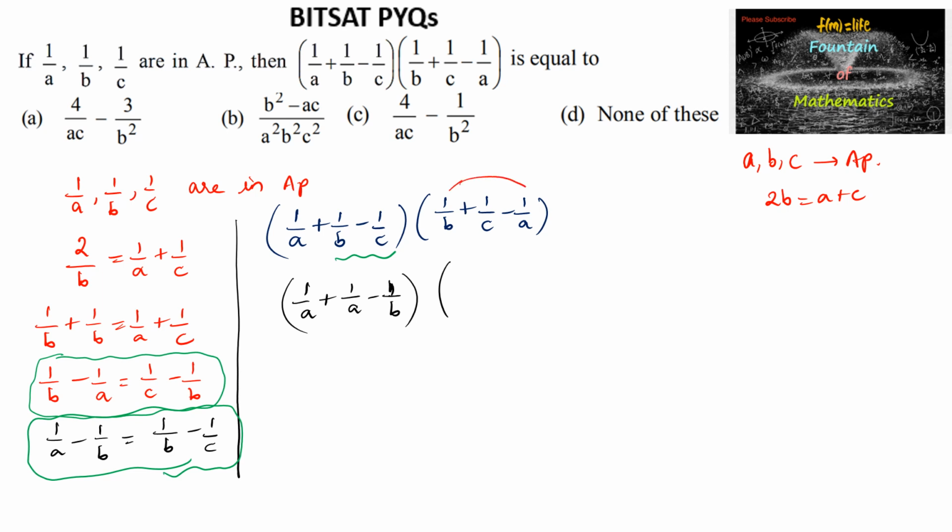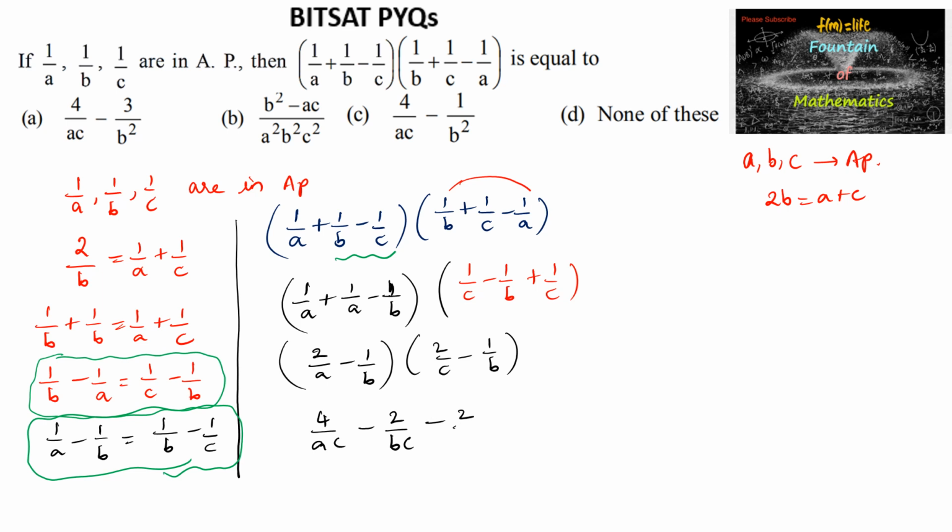We can write 1/b − 1/a as 1/c − 1/b + 1/c. So that is (2/a − 1/b) × (2/c − 1/b). Further simplification: 2 twos are 4/ac, minus 2/bc and minus 2/ab, plus 1/b². Further, we can take minus 2/b common, so we may write 1/c + 1/a.